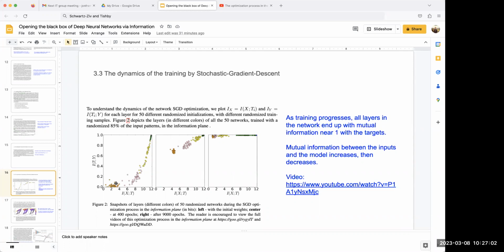And presumably the input layers here, in orange, have the least amount of information between the model itself and the input data. And then to the top right of each one of these, you have the output layer, presumably, which has the most amount of information between both the model T on X, the input data, and on Y, the target. And then as you progress through training, Jonathan, yes.